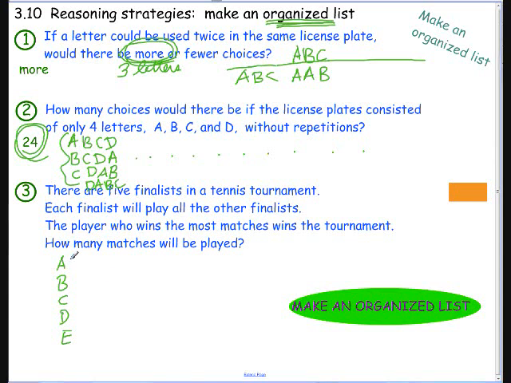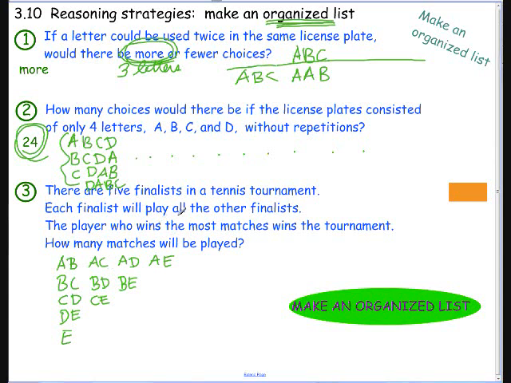Well, if A has to play all the others, it's going to play against B, and C, and D, and E. Now B has already played against A, but they haven't played against C or D or E. Now C has played against A and B, but it hasn't played against D, and it hasn't played against E. D has played against 3 of them, but it hasn't played against E. And E has played against all of them.